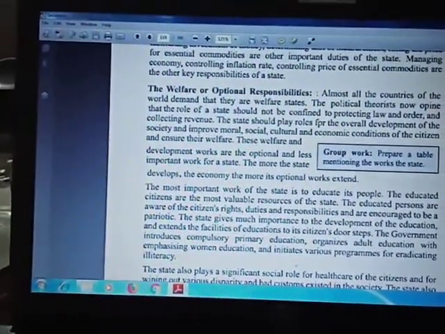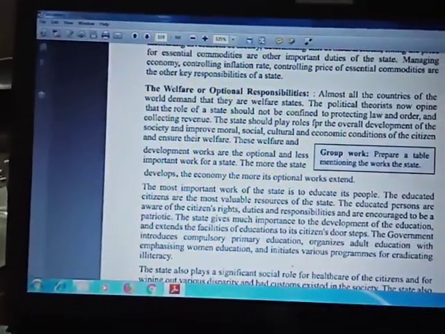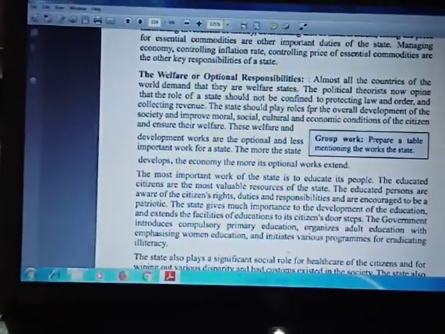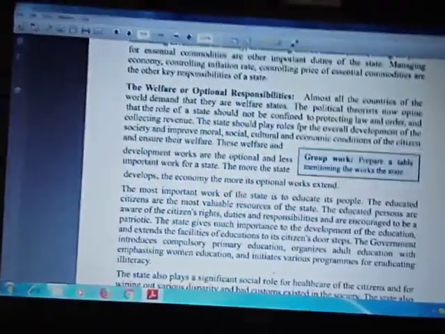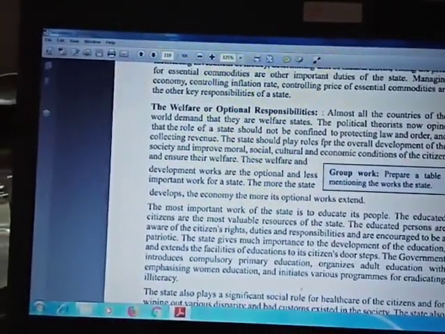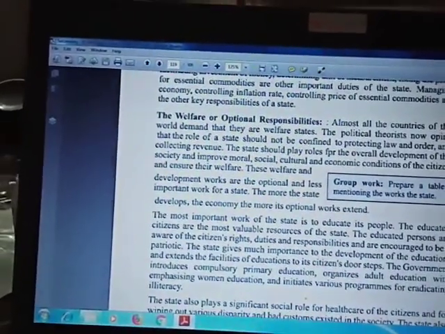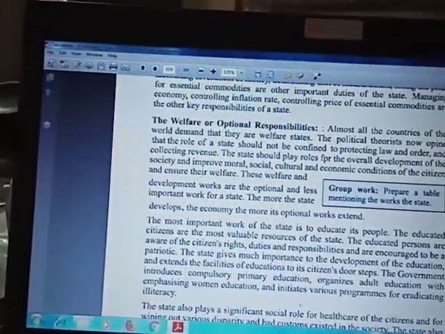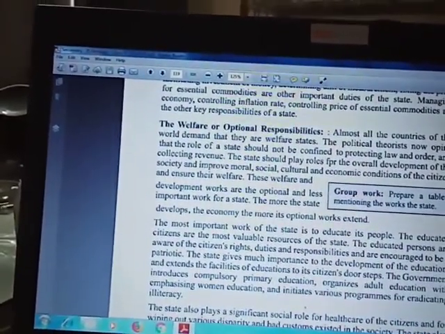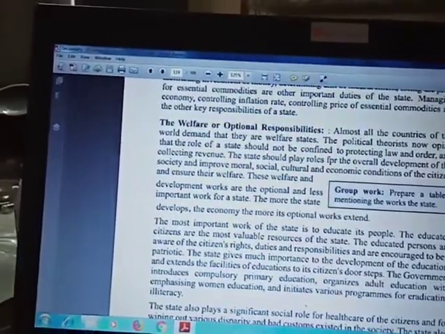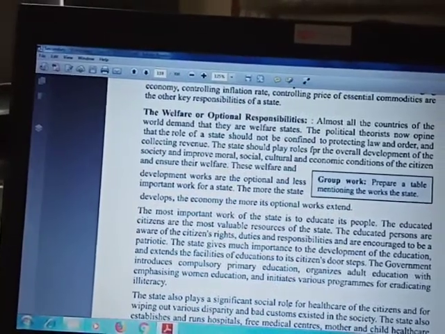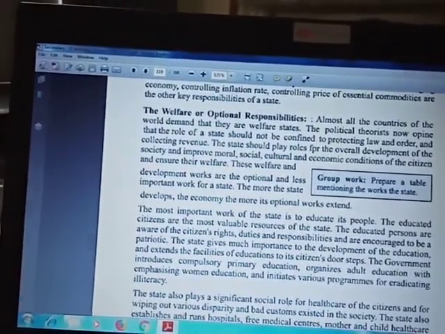The political theorists now opine that the role of the state should not be confined to protecting law and order and collecting revenue. The state should play roles for the overall development of the society and improve moral, social, cultural, economic condition of the citizen and ensure their welfare. These welfare and development works are the optional and less important works for a state. The more the state develops the economy, the more its optional work extends.